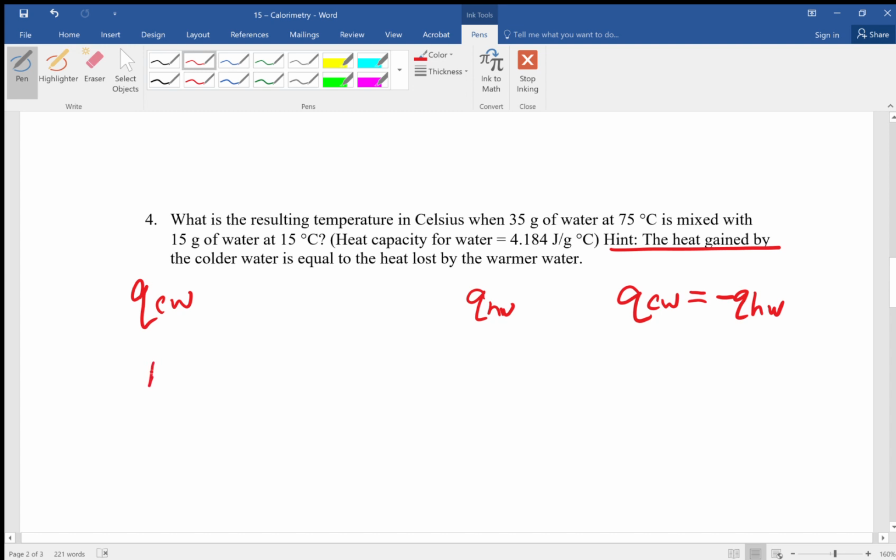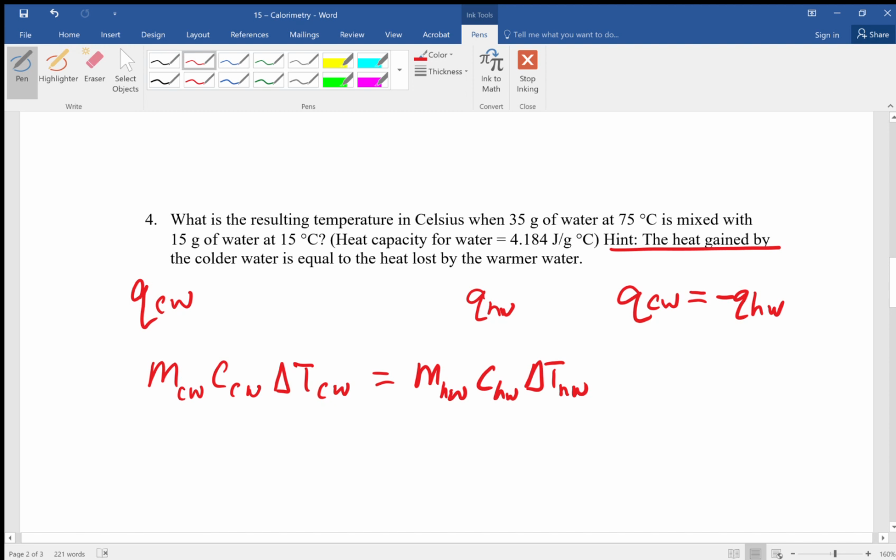So that means we can say mass of cold water times C of cold water times delta T of cold water is equal to the mass of the hot water times C for the hot water times delta T for the hot water.